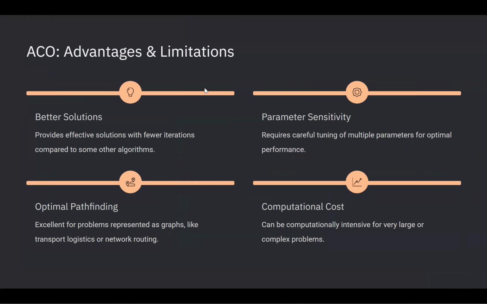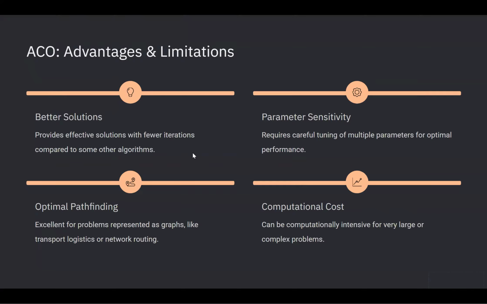Advantages and limitations. ACO has some important advantages. First, it often provides better solutions with fewer iterations compared to traditional algorithms. This makes it useful when we need efficient results quickly. Another strength is that ACO is excellent for pathfinding problems, especially those represented as graphs, such as transport systems, routing or network optimization. However, ACO also has limitations.